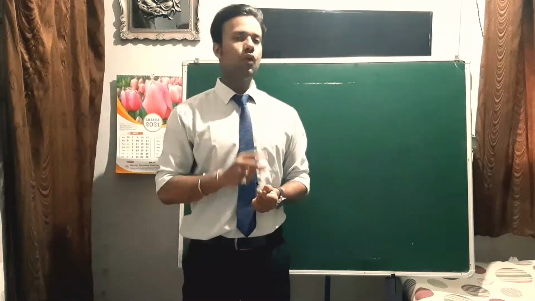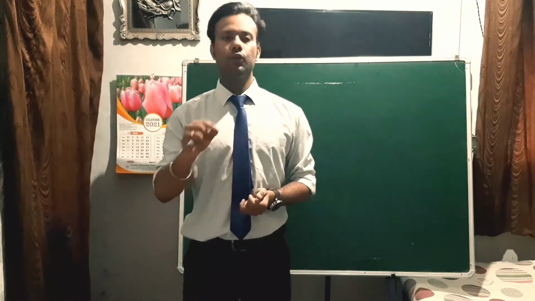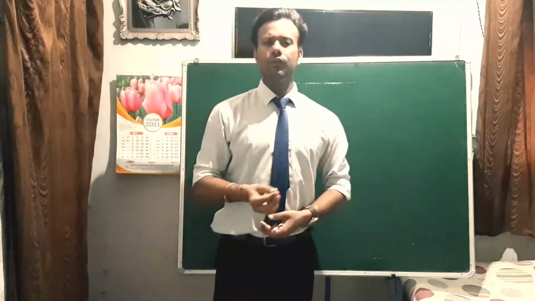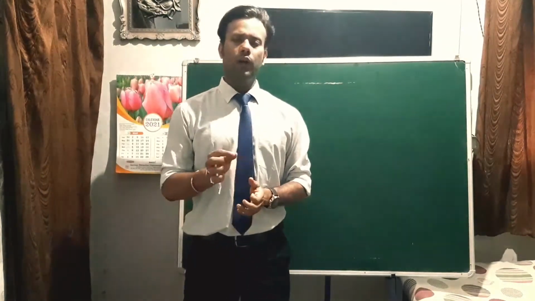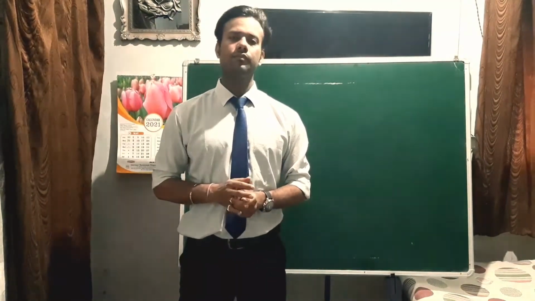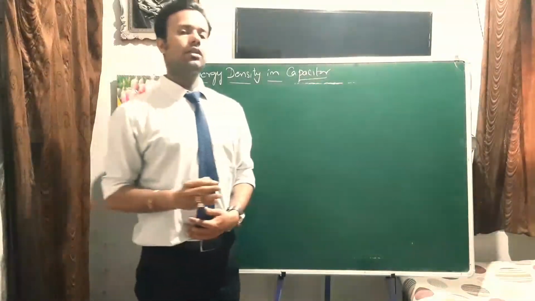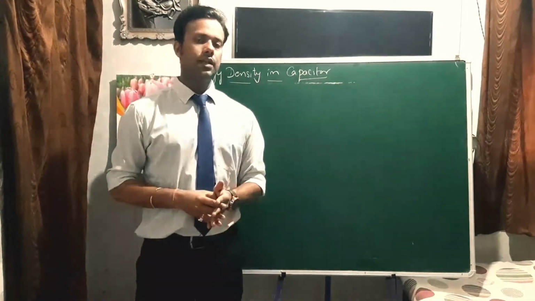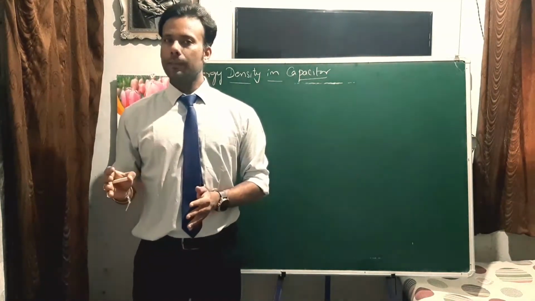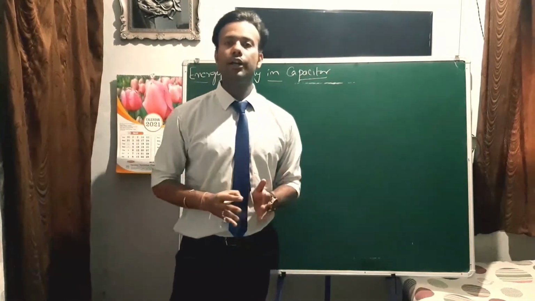The value of U was half CV square, or half Q square by C, or half Q into V. Today we will do some more important topics of the same chapter. One of the topics is known as energy density in a capacitor. Here the term energy density is basically the total energy stored in the capacitor divided by its volume. That means energy per unit volume.